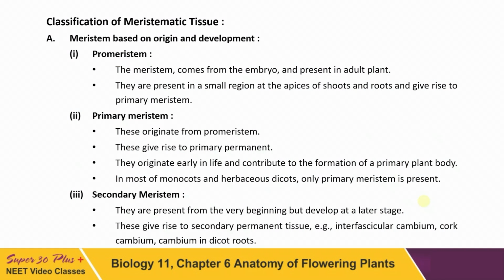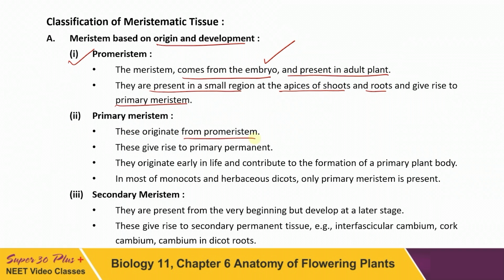Come to the next now, the classification of meristematic tissues based on origin and development. One is promeristem, which is present since the beginning. It is present in the embryo and in the adult plant. They are present in a small region at the apex of shoot and root, and it gives rise to primary meristem. Primary meristem originates from promeristem. It gives rise to primary permanent tissue.